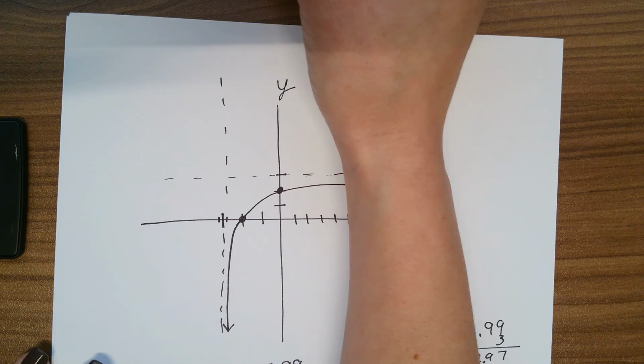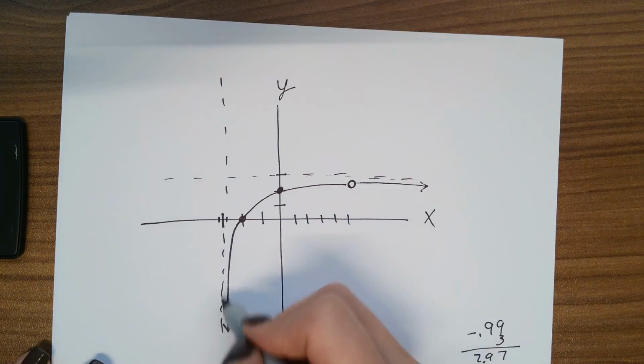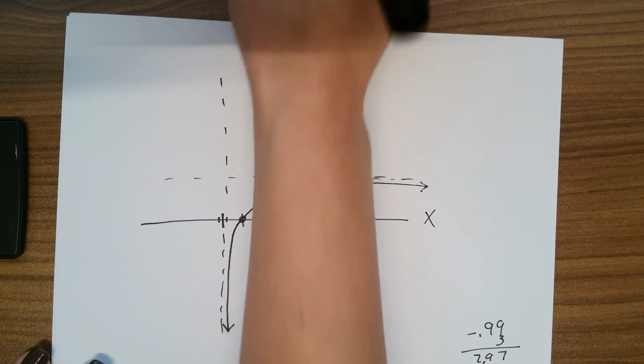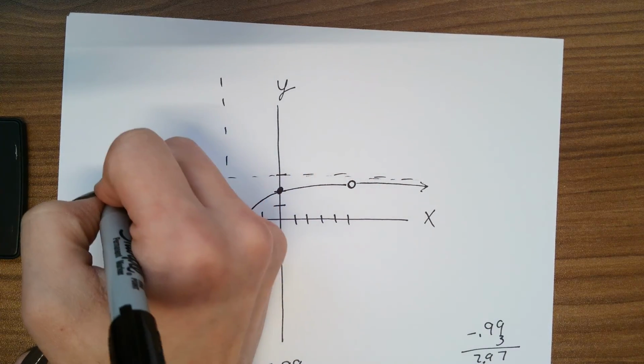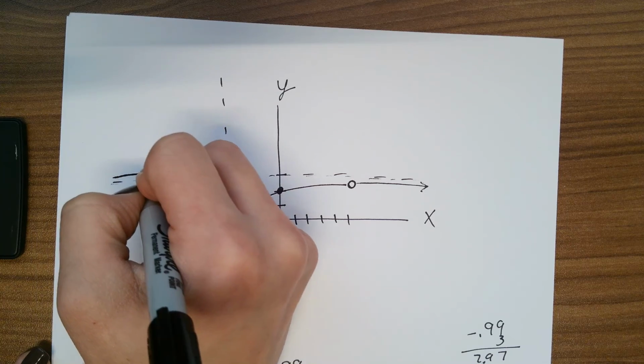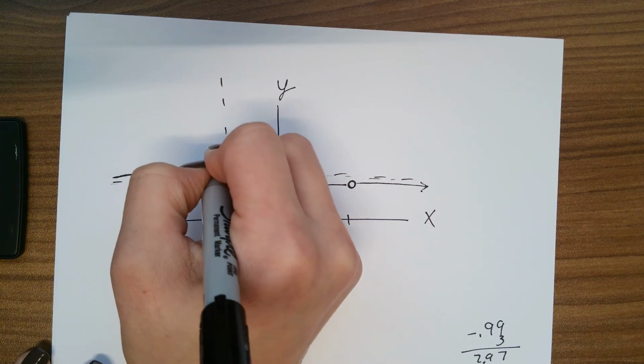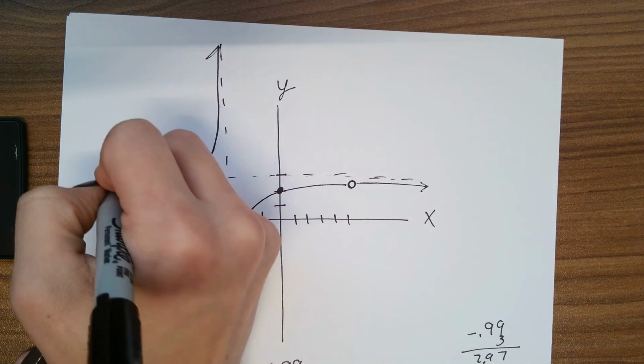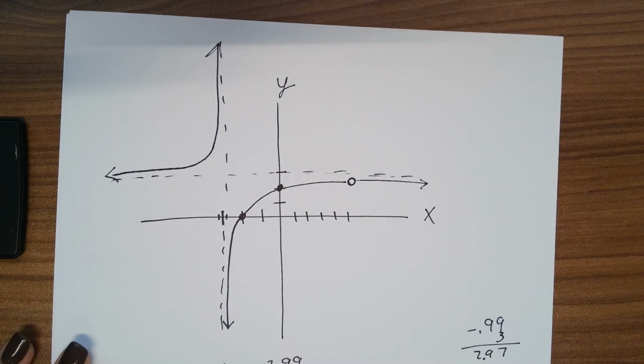So that's a good indicator that on the left side of my asymptote, I'm going to be going off to infinity. So again, I'm going to skate across my horizontal asymptote. And as I approach my vertical asymptote, I'm going off into infinity. So there we go. There's the sketch of my graph.